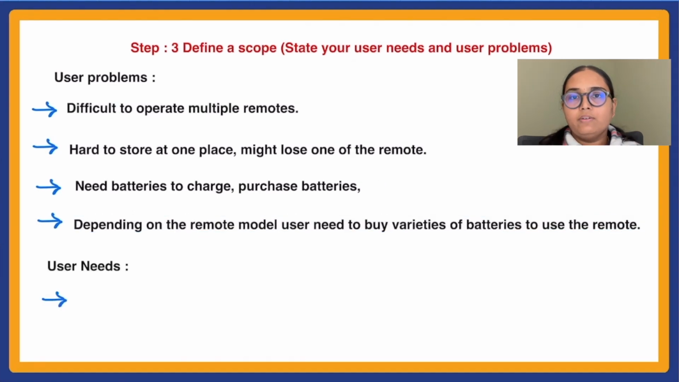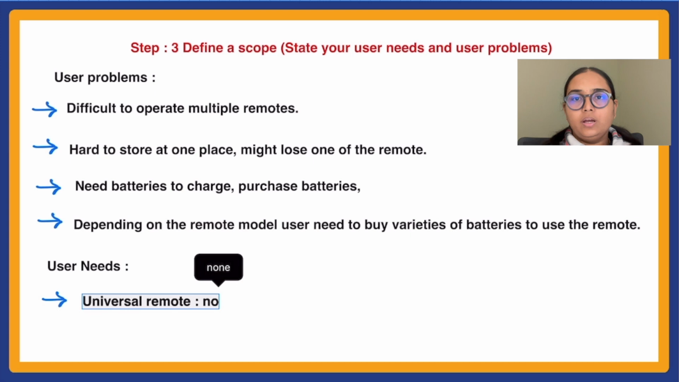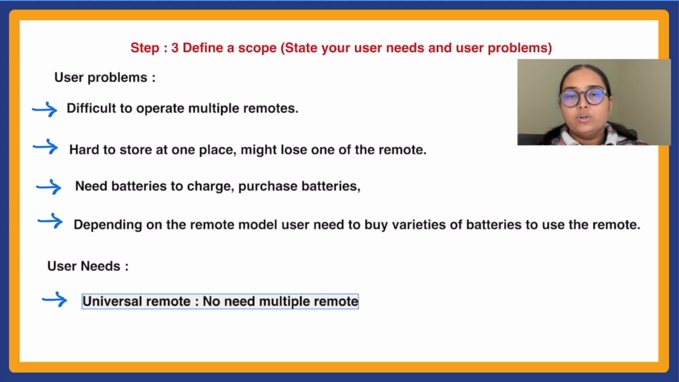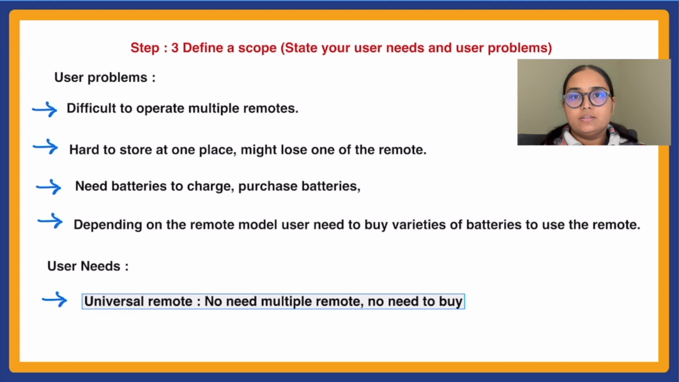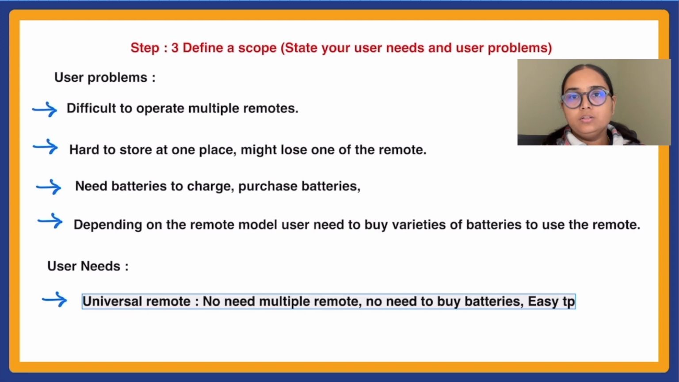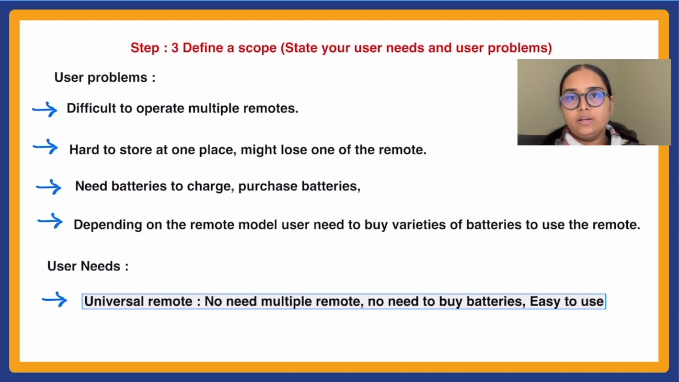If the user has an opportunity, all the remotes should be in the form of a universal remote, since the user can easily use all the entertainment-related devices by operating a universal remote. Because of one universal remote, the user need not buy so many different batteries to operate the devices. The universal device can be easy to store and easy to use. I think we talked about all the situations related to user needs and user problems.